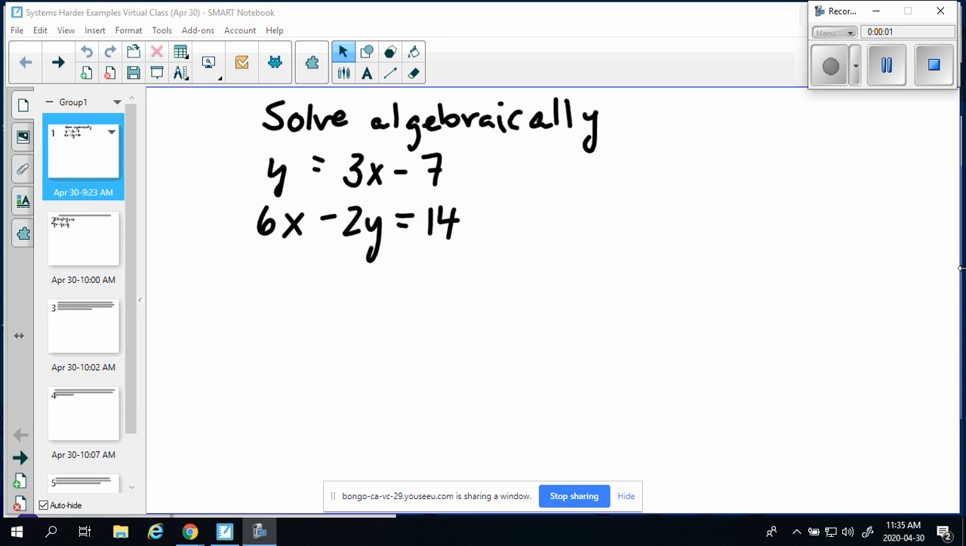The system asks us to solve it algebraically by substitution. Well, substitution is what most of the students voted for. So we'll do this by substitution. And the easiest variable to isolate is y because it's already isolated.